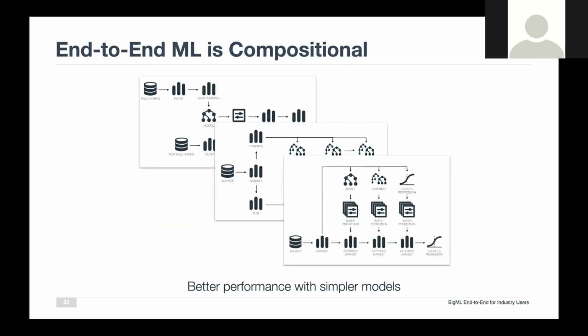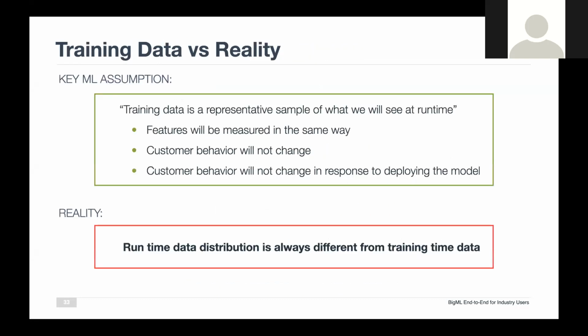Another topic, changing a little bit of topic, is that end-to-end machine learning is compositional, which means that we will speak about different kinds of models, but in reality, when we go to production, models will be combined into workflows. In general, the idea is combining simple models into workflows to get better performance. Depending on the use case, there will be different kinds of combinations.